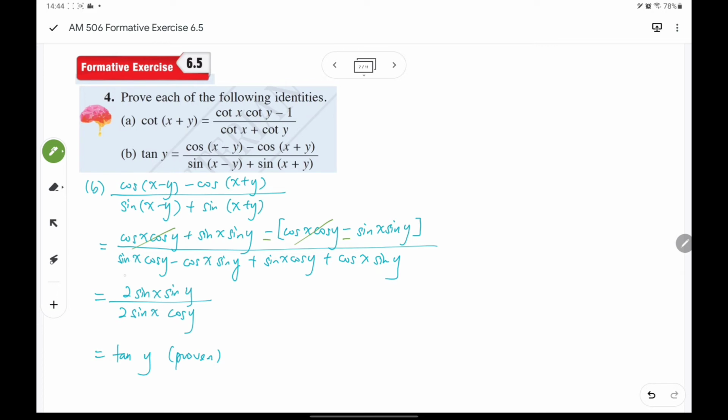And then down here, we have sine x cos y minus cos x sine y plus sine x cos y plus cos x sine y. So the negative cos x sine y and the positive cos x sine y will form 0. There, as the denominator, we get 2 sine x cosine y. So again, find the common factor and cut off. We are left with only sine y over cosine y, which is tangent y.